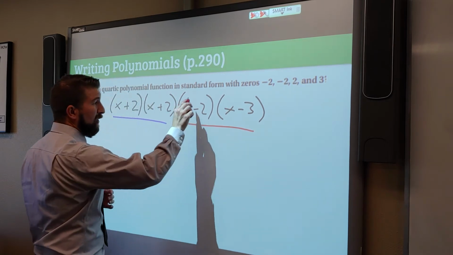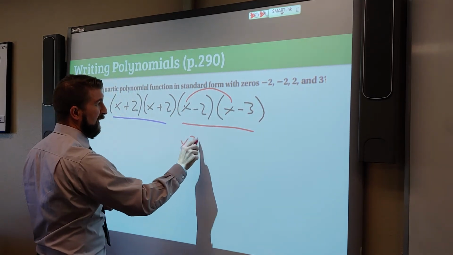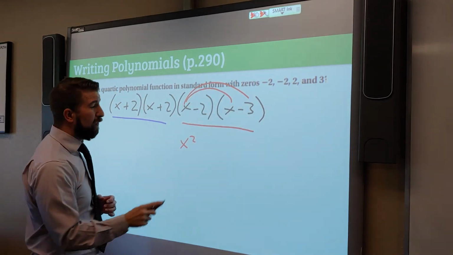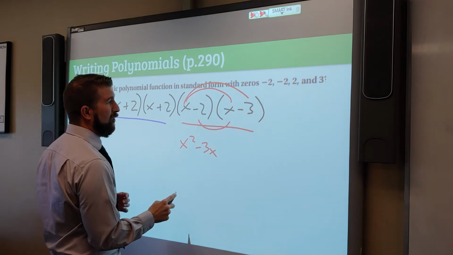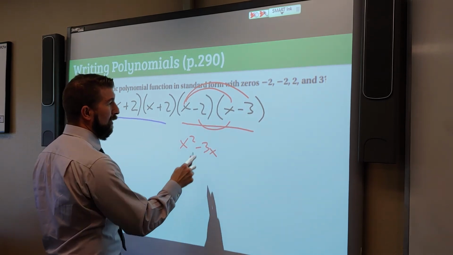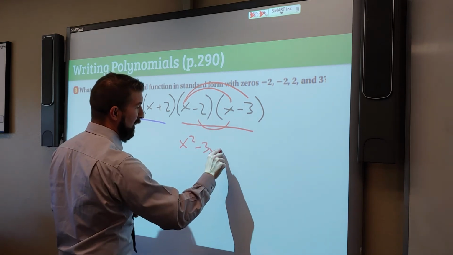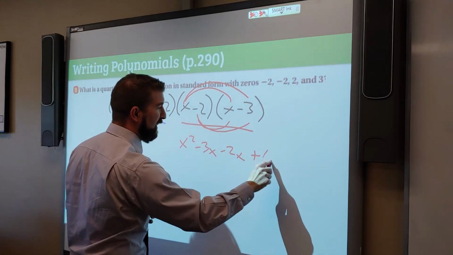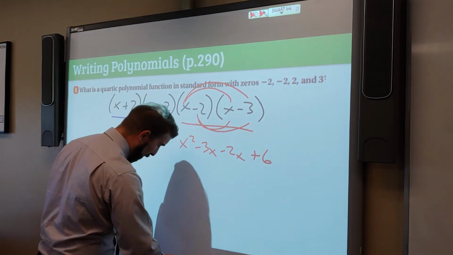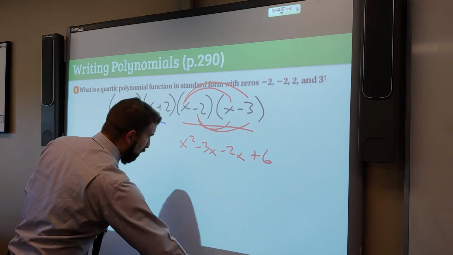And so I'm going to start with this red one. So it would be x times x is x squared. X times negative 3 becomes negative 3x. Negative 2 times x, oh, that kind of looks like a smiley face. All right. Negative 2 times x is negative 2x, and then negative 2 times negative 3 is positive 6. I'm just going to leave that there for now. All right, I will simplify here a little bit.